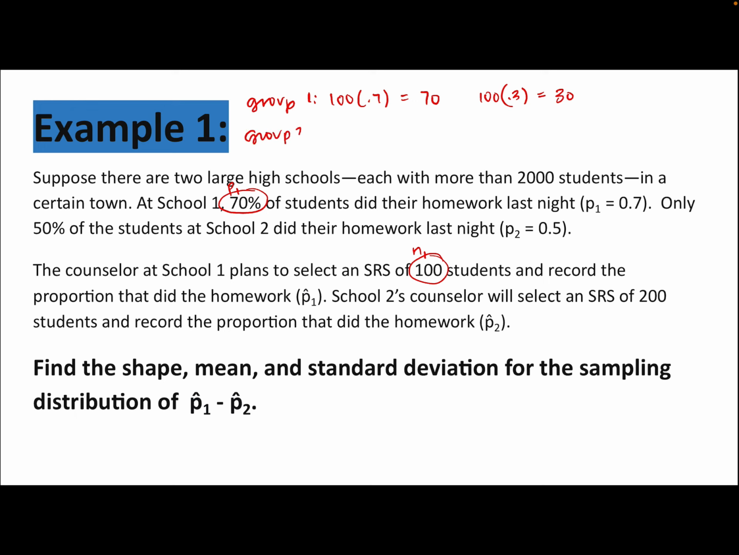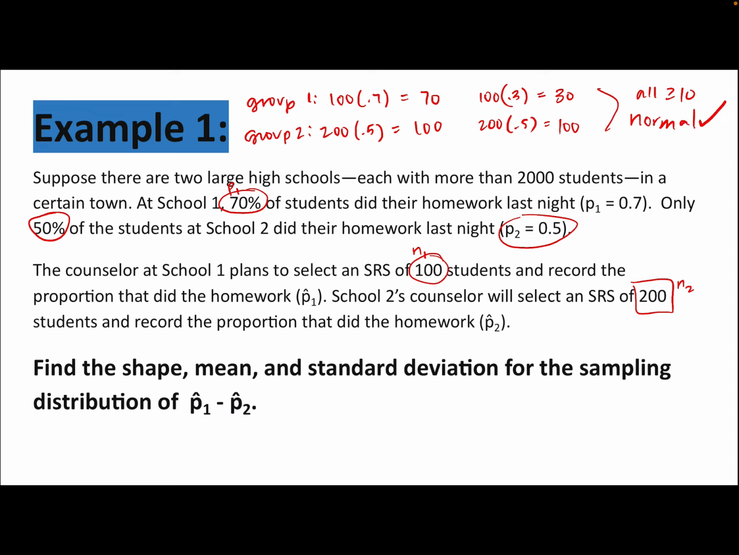For group 2, or school 2, our sample size was 200, so that's N2. And then for group 2, we had 50%, so P2 is 0.5. So now I'm going to do 200 times 0.5, which is 100. And then NQ would also be 200 times 0.5, because 1 minus 0.5 is 0.5, which is also 100. All of those are greater than or equal to 10. That tells us that our sampling distribution for the difference in proportions should also be normal. Yay, it's normal.